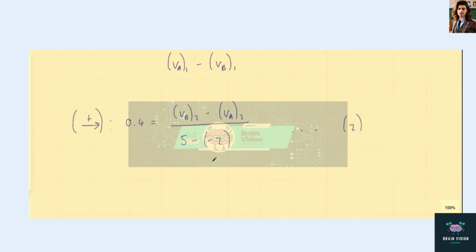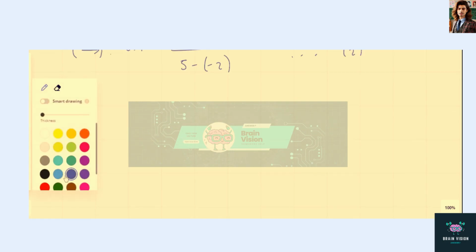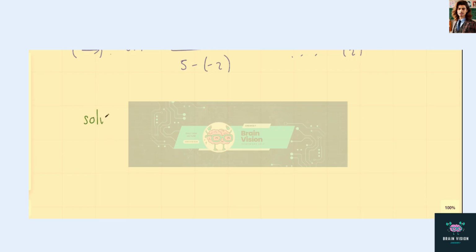So we have two equations with two unknowns. So we can solve the system of equations 1 and 2 simultaneously. And if we do so, we get that the final velocity of disk A, V_A2, is equal to minus 1.53 meters per second. So disk A moves off with a speed of 1.53 meters per second to the left.